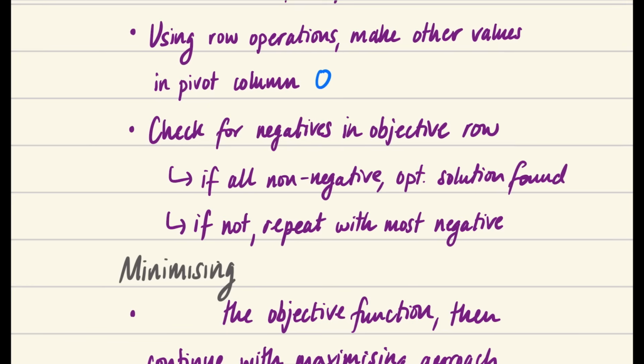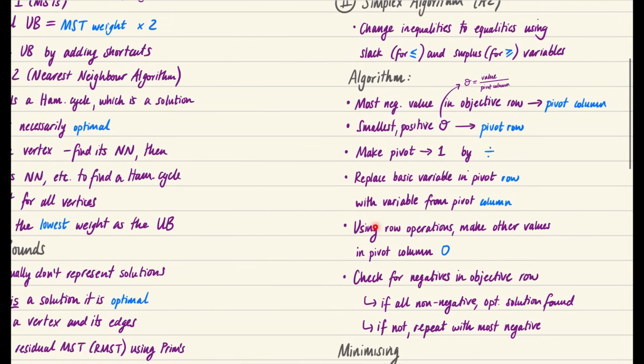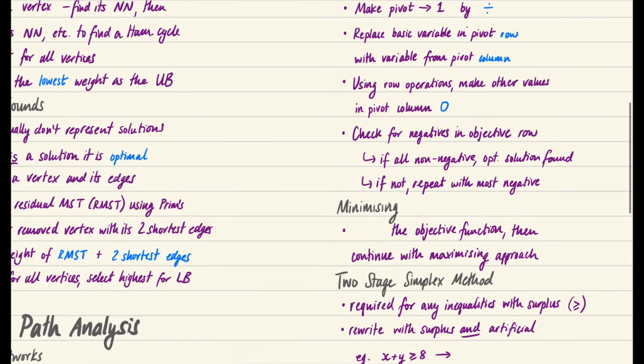Then what you're going to do is check for negatives in the objective row. If they are all non-negative, then you have found an optimal solution. If they are not all non-negative, you have to repeat with the most negative one and do this whole process again. It can be very, very time consuming.